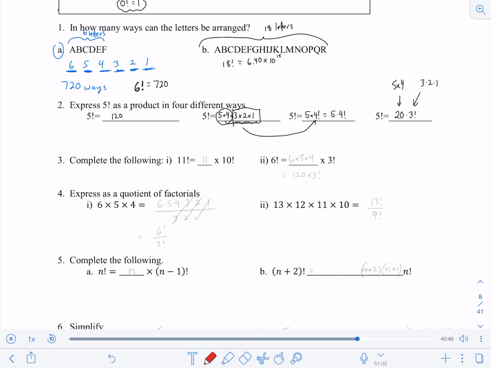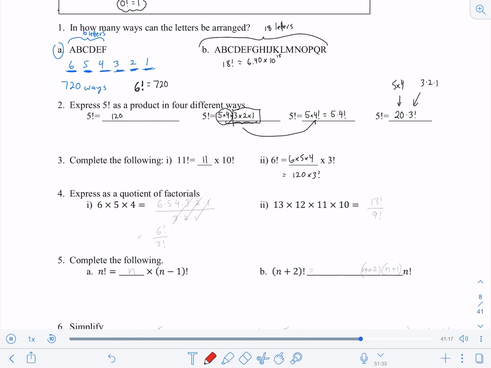So here's a way to summarize that. 11 factorial is the same as writing 11 times 10 factorial. 6 factorial is the same as writing 6 times 5 times 4 times 3 factorial. Or we could write that as 120 times 3 factorial. So that's a neat way to think about this pattern and this product, and you'll see why this is useful by the time we get down to the bottom.